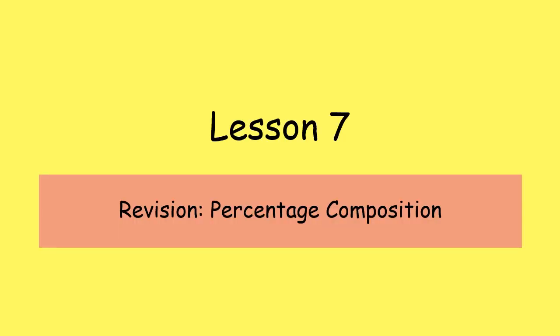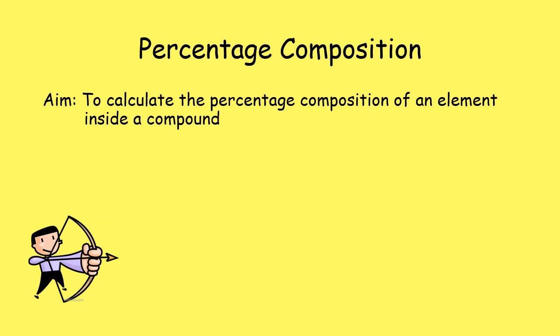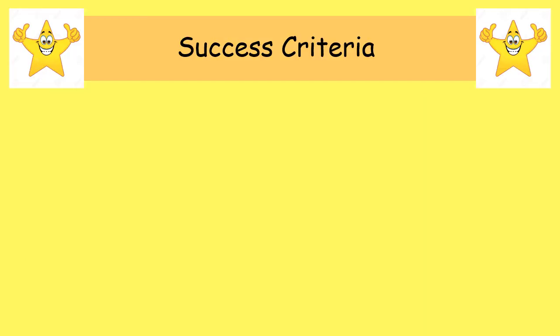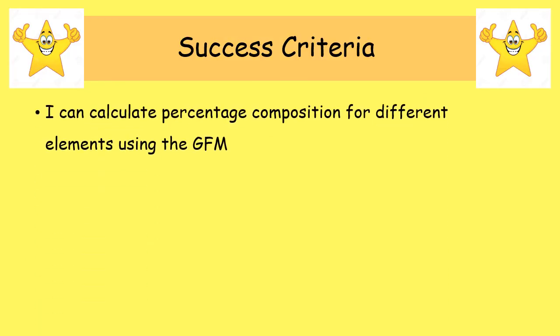What we're going to move on to next is percentage composition. And percentage composition just takes what you do with your gram formula mass or relative formula mass one step further. Our aim is to be able to calculate the percentage composition of an element inside a compound. And in terms of success criteria, we want to be able to calculate percentage composition for different elements using gram formula mass.